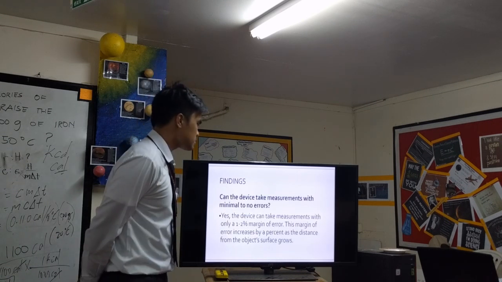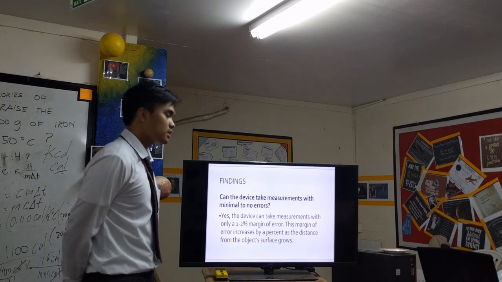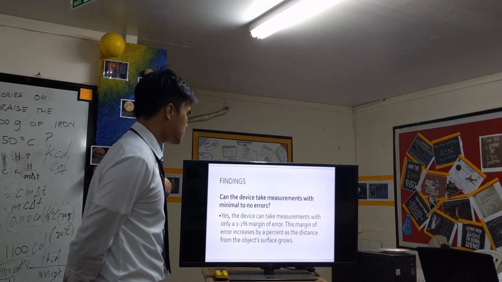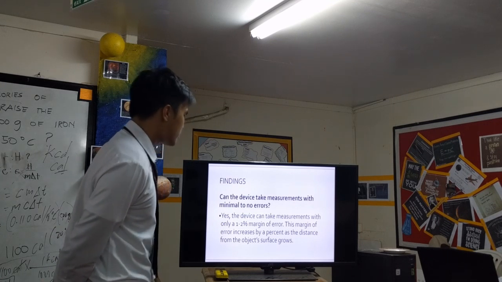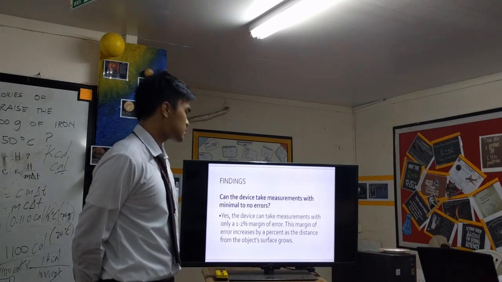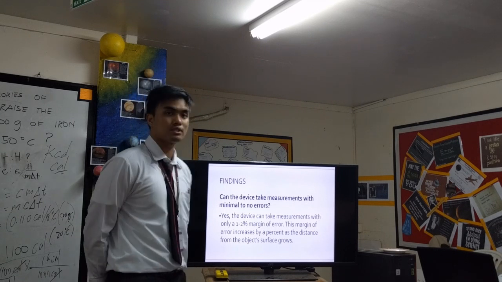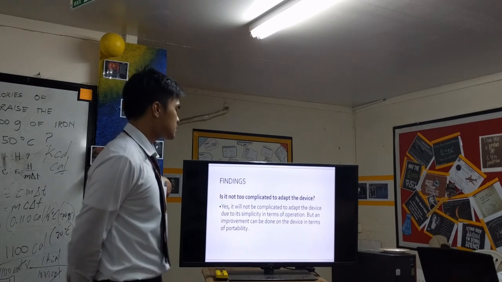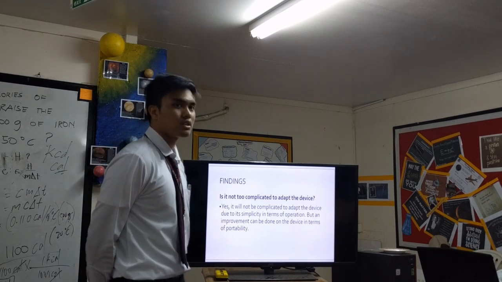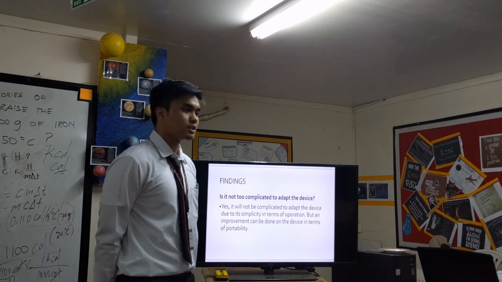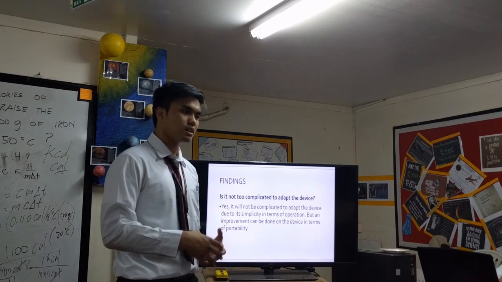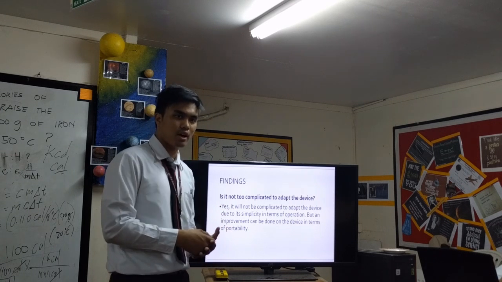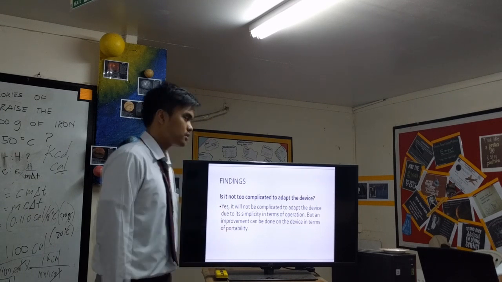Can the device take measurements with minimal to no errors? Yes, the device can take measurements with only a 1 to 2% margin of error. This margin of error increases by 1% as the distance from the object's surface grows. Is it not too complicated to adapt the device? Yes, it will not be complicated to adapt the device because of the simplicity, and it's very easy to use. For example, you're just going to turn on the device and then start measuring.